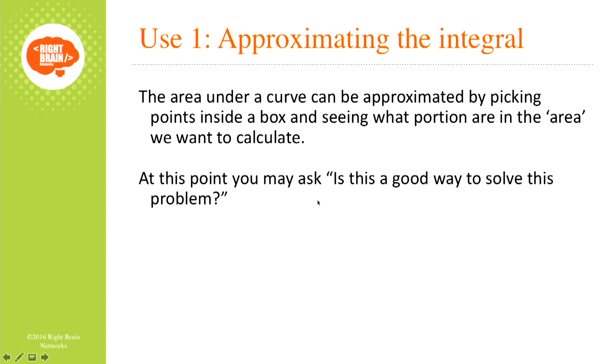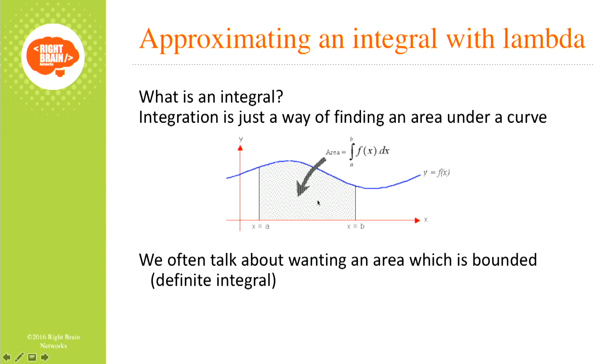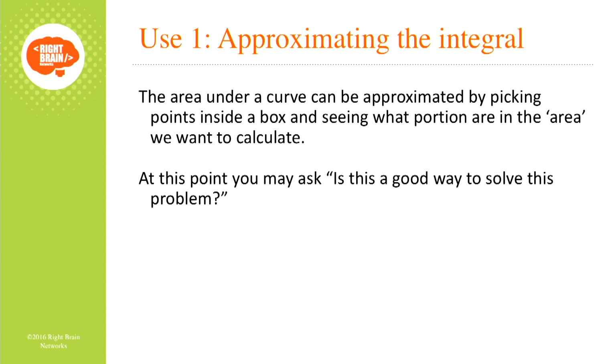The way we're going to do that is by picking points somewhere within a box around this curve. We're going to pick a point and we're going to say, is the point underneath the curve or is the point above the curve? Once we've done that, we can use the percentage of the points that are below and above to approximate the area.